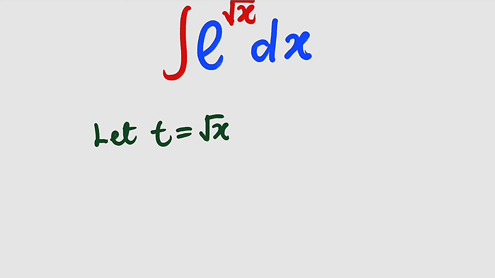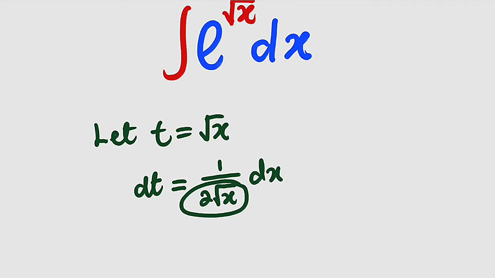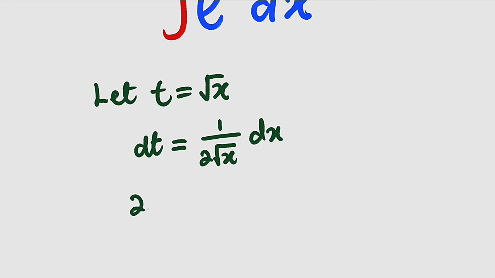And now let us differentiate both sides. We have dt, the derivative of the left hand side. This is equal to, if you differentiate this, you're going to obtain 1 divided by 2 multiplied by square root of x, then dx. To make dx the subject, we can multiply both sides by 2 multiplied by square root of x. Therefore, 2 multiplied by square root of x times dt is equal to dx.